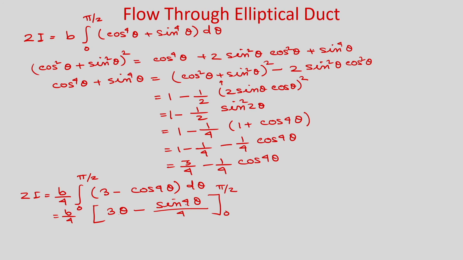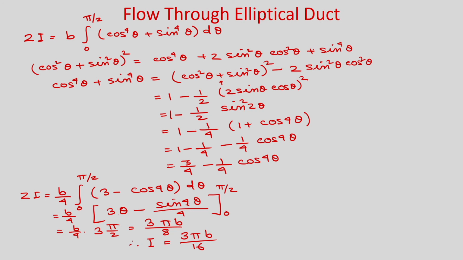So, this will become sin 2 pi, and sin 2 pi value is 0. So, the second term will be 0. So, we can write b by 4 times 3 pi by 2. Okay. So, this will be just 3 pi b by 8. So, now we have found the integral I which we actually wanted to find. So, that is 3 pi b by 16.